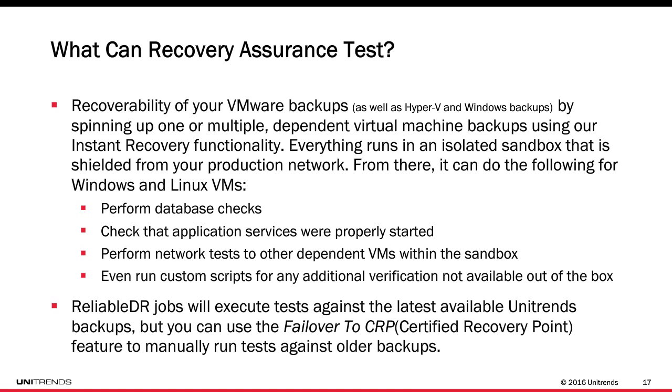Typically, Reliable DR jobs execute against the latest available backup. However, we can also use what we call failover to CRP, or a certified recovery point, to manually run tests against older backups as well. So every time that we validate that your recovery environment is working properly, we create what we call that CRP, that certified recovery point. We basically guarantee that setup, as it sits in that particular configuration, is certified to always recover. And we save those, so you can validate against not only the most recent, but the ones in the past as well.